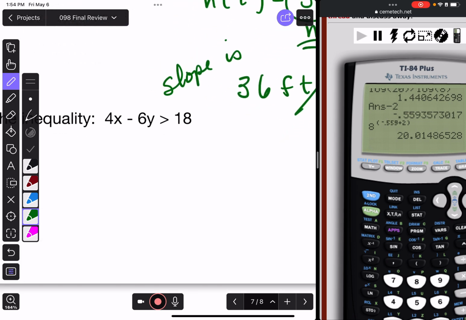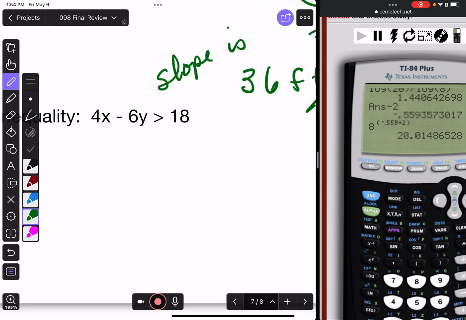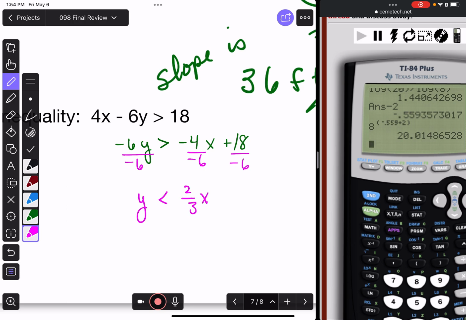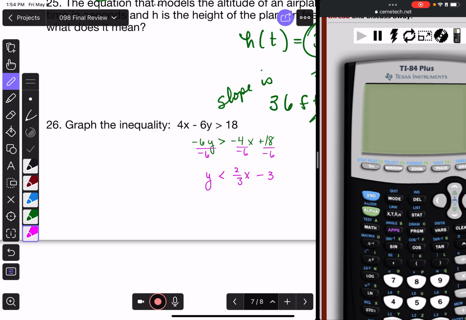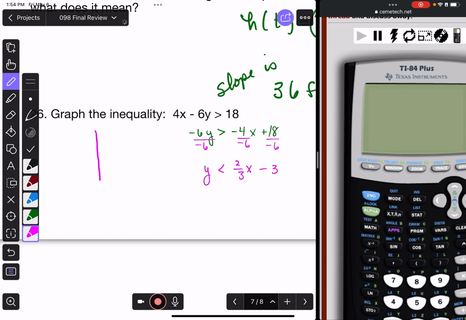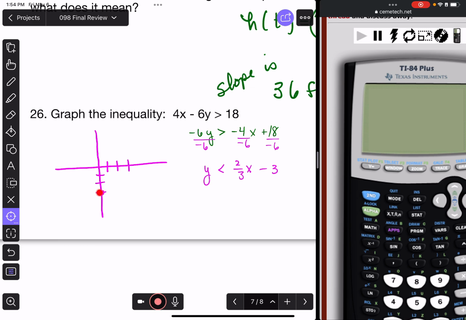Very last one on this page, just solve this inequality, graph it and solve it. This one's got 2 variables in it. But it's a line, it's x to the 1st power. Subtract my 4x and divide by a negative. See what they're doing there? Seeing if you remember to flip it. So y is less than 2/3 x minus 3. Graph this guy. 1, 2, 3 is the y-intercept. Slope is 2/3, up 2 over 3. So it's going to be right there.